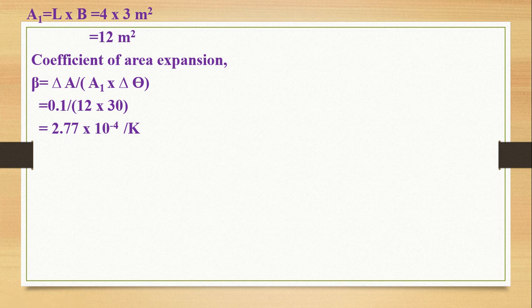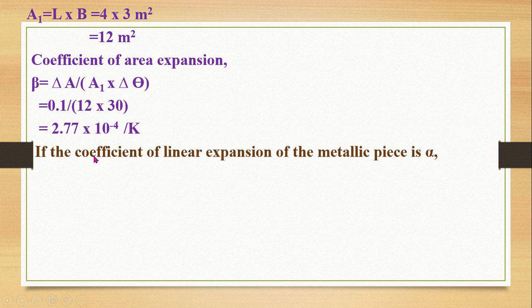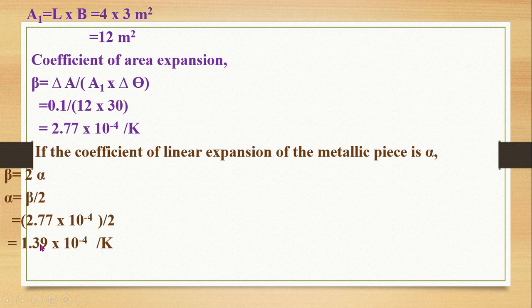From it, we can easily find out the value of alpha, that is the coefficient of linear expansion. If the coefficient of linear expansion is alpha, then beta equal to twice alpha. So alpha equal to beta by 2. Dividing the value of beta by 2, we can easily get the value of alpha, that becomes 1.39 into 10 to the power minus 4 per Kelvin. And it is the answer of A.